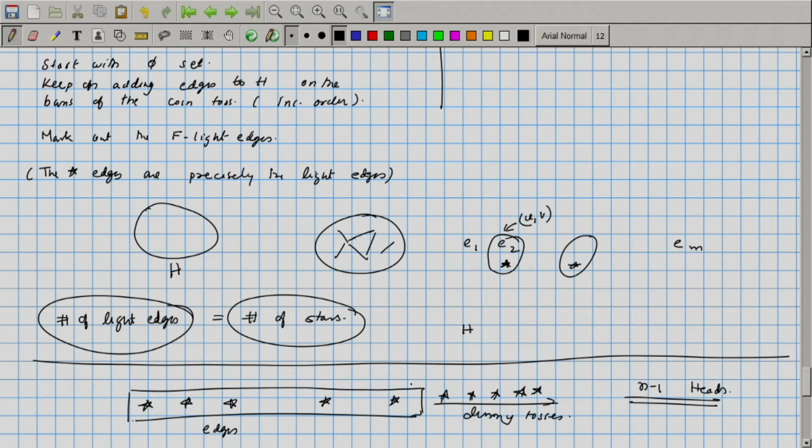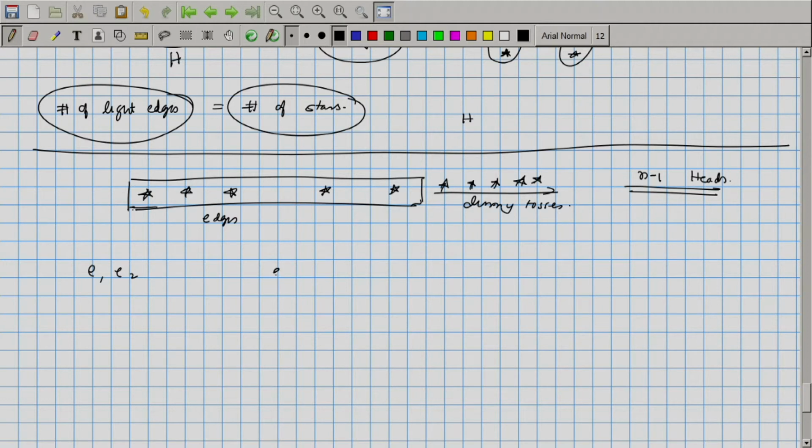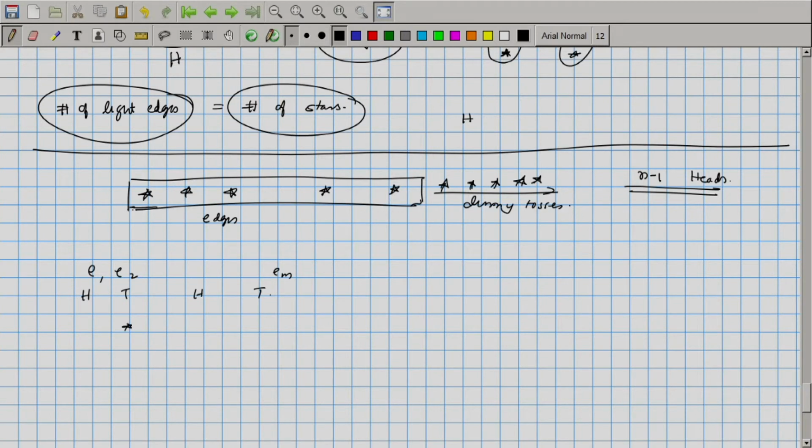So, there were stars on a lot of edges. These stars get decided based on the ordering. If we had a particular ordering E1, E2, up to Em, and a particular outcome for the coin tosses, heads, tails, once this is fixed, the stars on the edges get fixed. Certain edges would be starred edges and the others would be non-starred edges. The non-starred edges can all be thrown out because they are all heavy edges. So, now let us just look at the starred edges. Okay, there will be a certain number of them, and we append those with, let us say, an infinite number of dummy tosses or dummy edges.